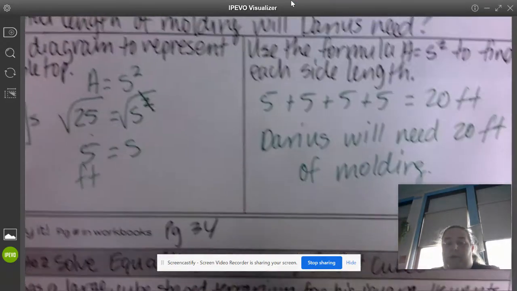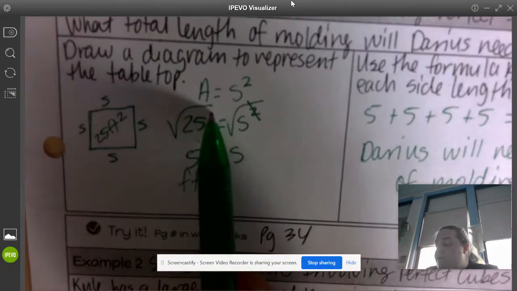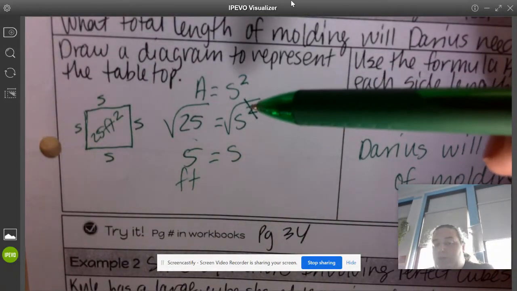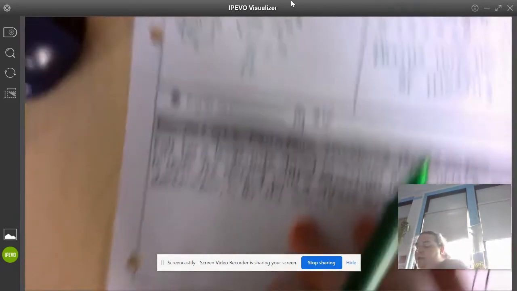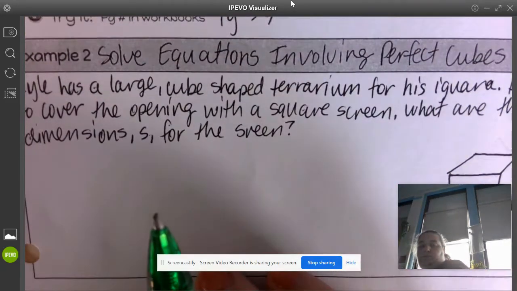So this was a 2-part question. Once again, coming back to the equation piece, when we solve equations, we always want to use inverse operations. We're going to take a look at our next example.